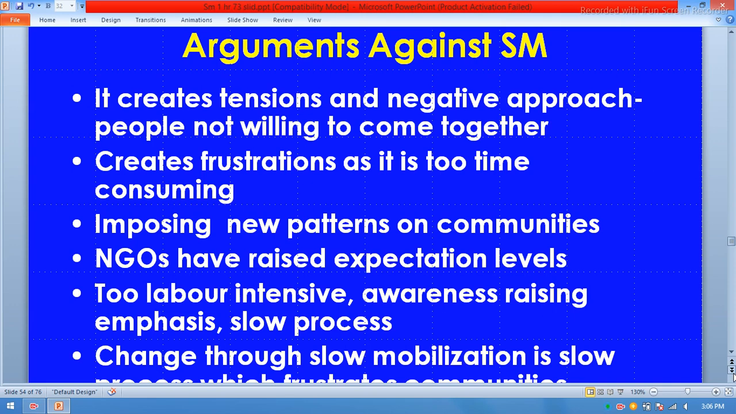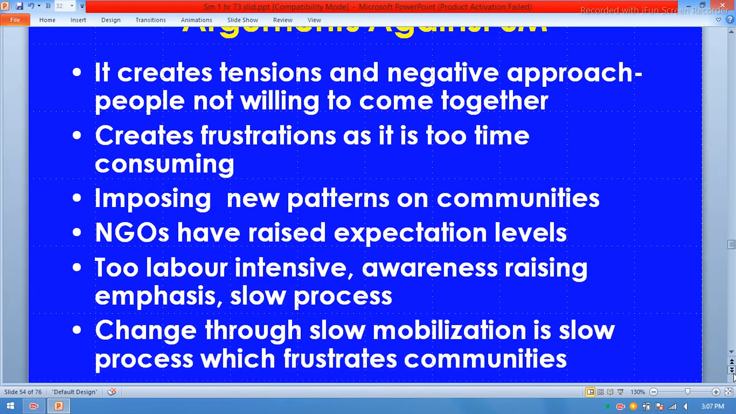Arguments against social mobilization: it creates tensions and a negative approach, people are not willing to come together, it creates frustration as it is too time consuming, imposing new patterns on communities. NGOs have raised the expectation level to labor intensive, awareness raising emphasis, a slow process. Change through slow mobilization is a slow process which frustrates communities.